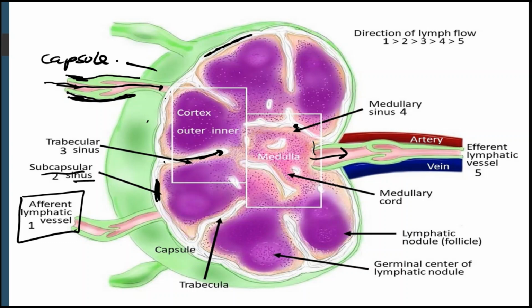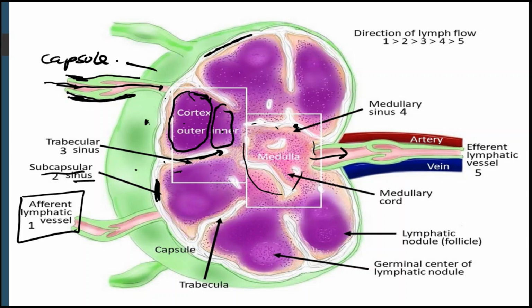Now the parts of the lymph node that you're supposed to know: the capsule is the green part, the outermost part. Underneath the capsule, you have the subcapsular space, and from there you've got the cortex. The cortex is divided into the outer cortex and the inner cortex. This is the outer cortex, just after the subcapsular sinus. Then the inner cortex, and then the medulla, where you find the medullary sinus. So this is the orientation of the lymph node.